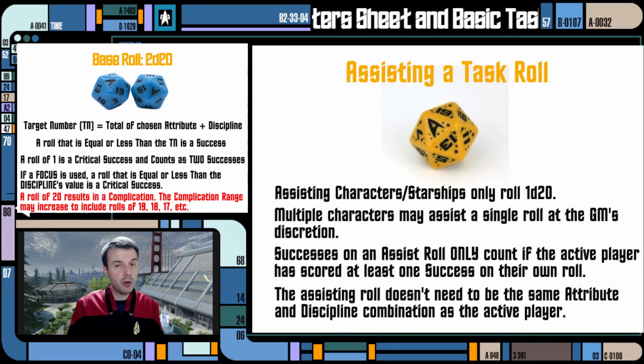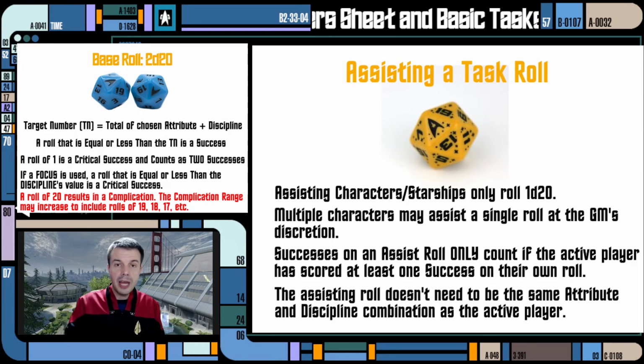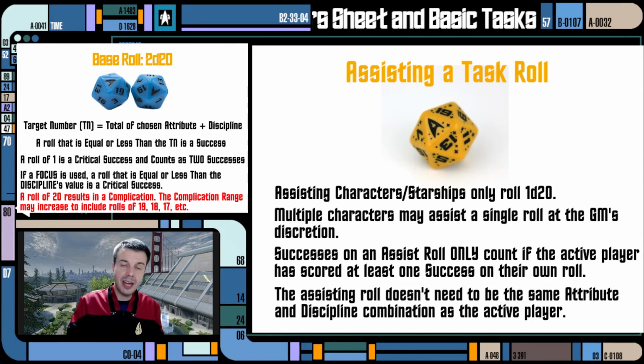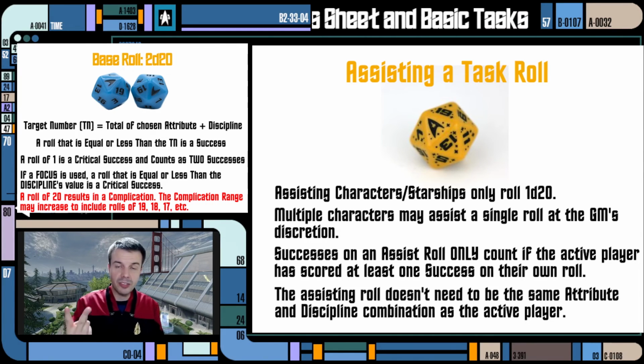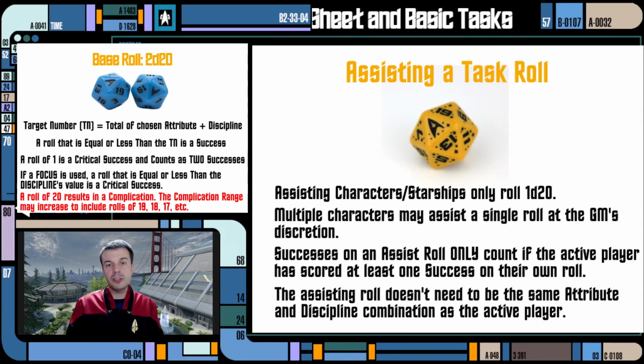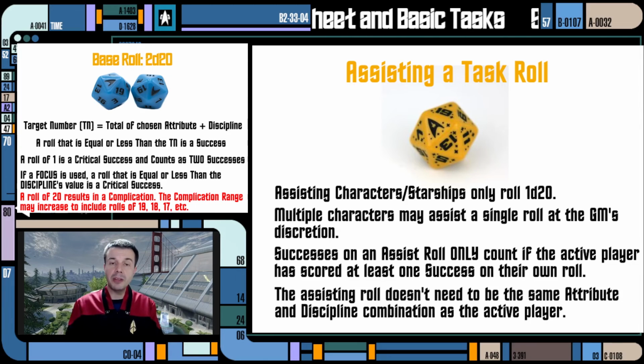If you have a focus that applies to the roll, look at your discipline value. Any roll that is equal or less to that value is giving you 2 successes as well. And if you want more dice, you can buy them with momentum or by gaining threat for the GM.